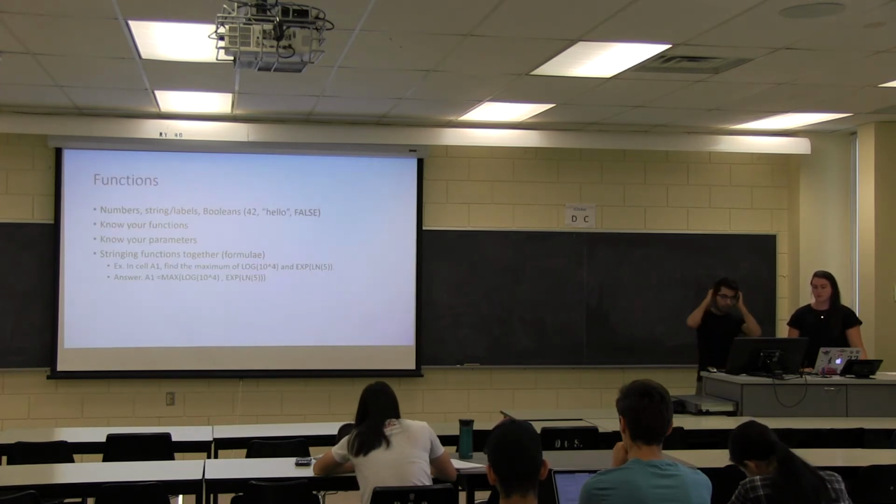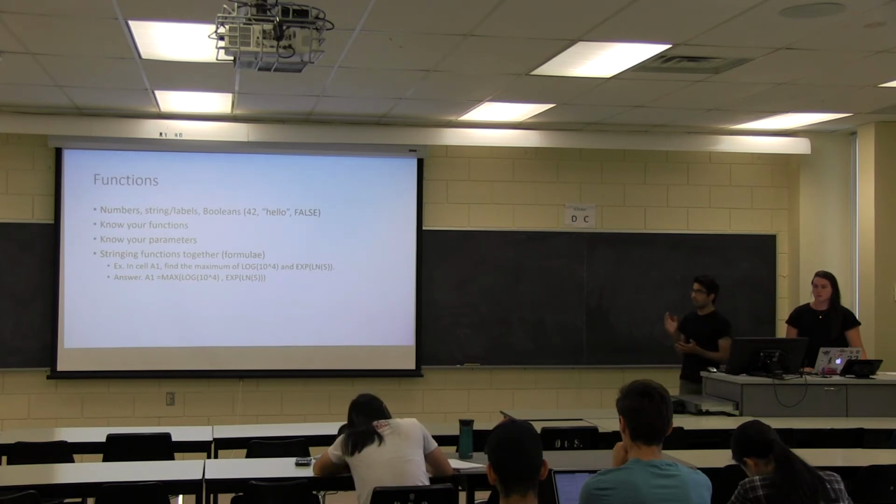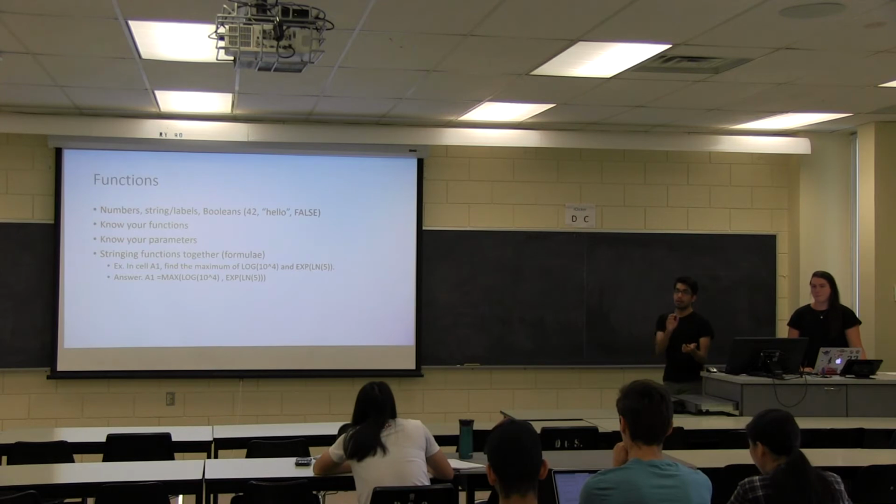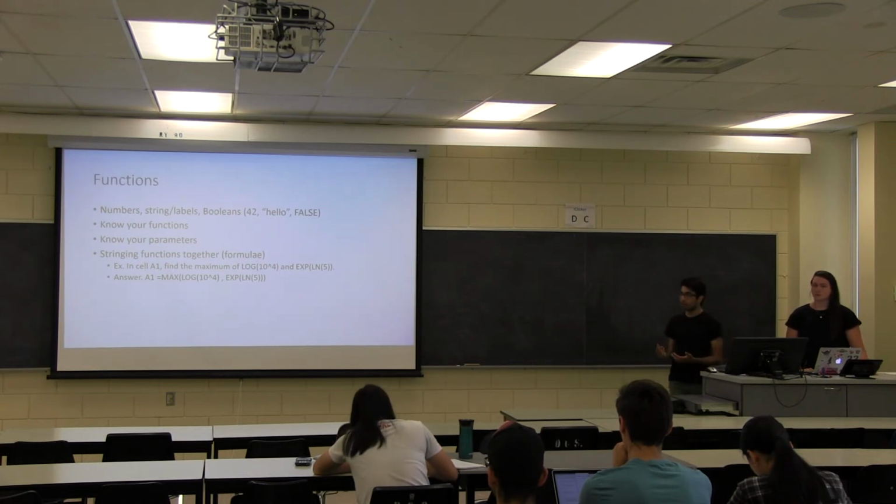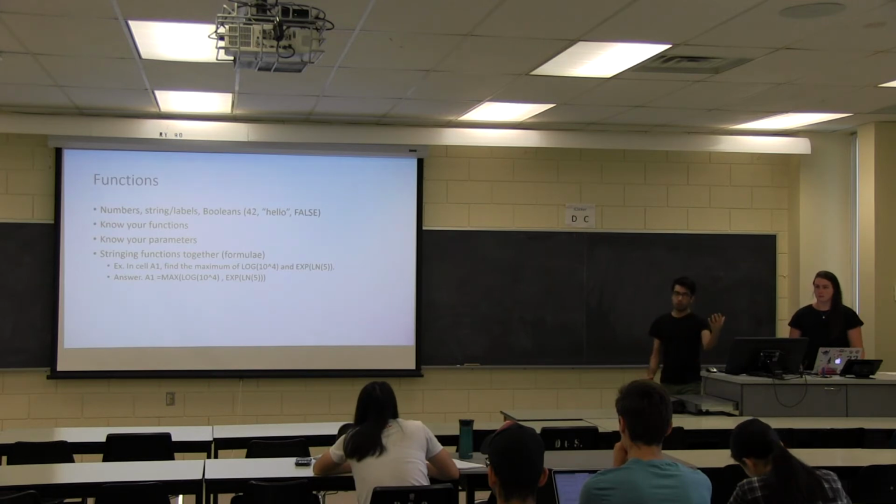So functions, we're going to be talking about the 3 different types of values that can be inputted into a function and that are outputted. So numbers, it's just numbers, so it can be the number 42. Strings and labels have letters and words associated with them. So for example, hello, your total is, and so forth. And Booleans are a set of 2 values, so it can either be true or false, yes or no.